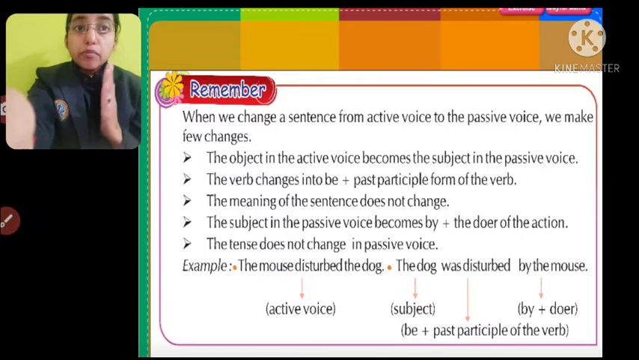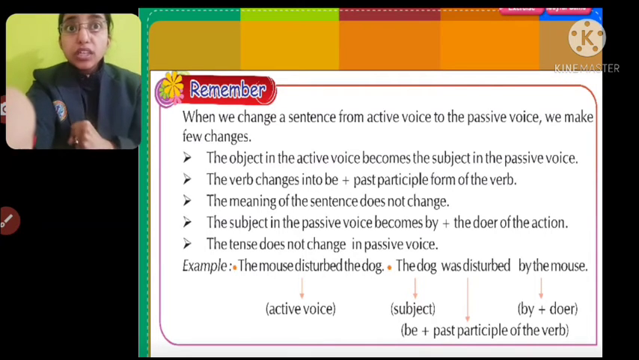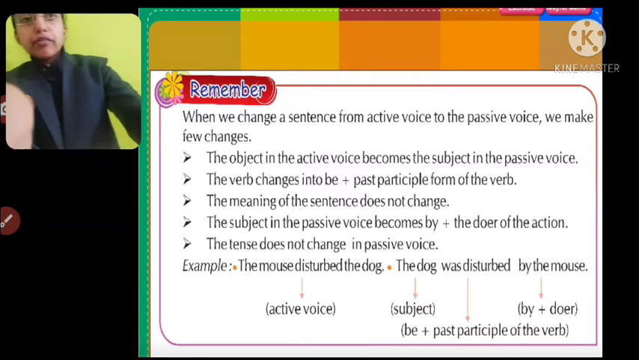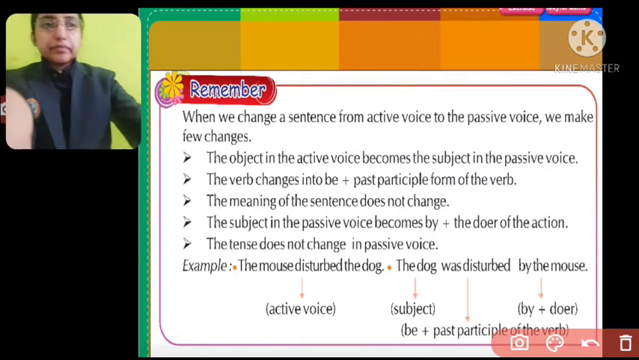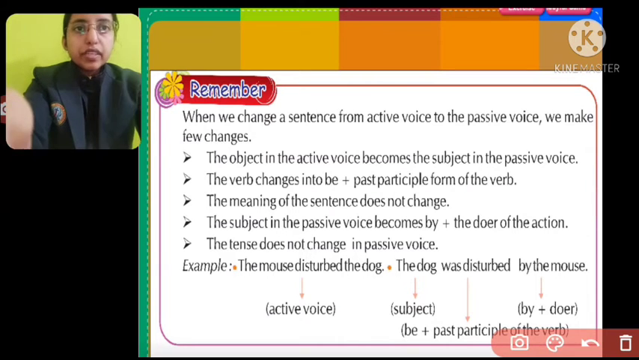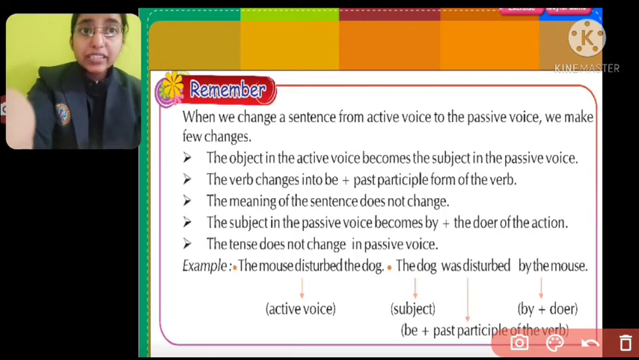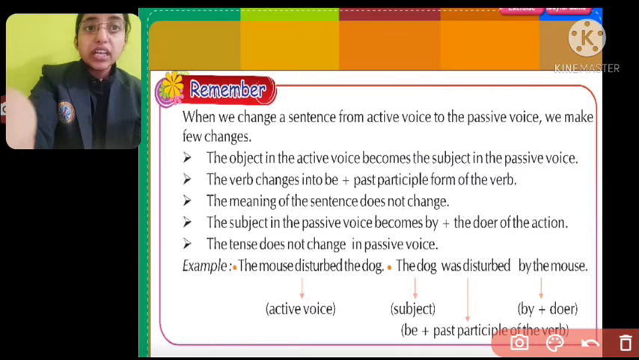Example, the mouse disturbed the dog. ठीक है? The mouse disturbed the dog. This is active voice, correct? Now, in first sentence, the mouse was the subject. ठीक है? The mouse was the subject, so we will go one by one. See. The object in the active voice becomes the subject in the passive voice.